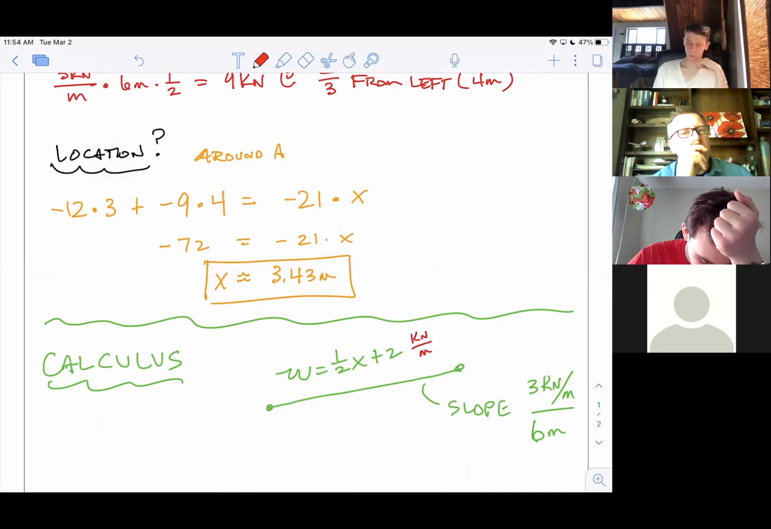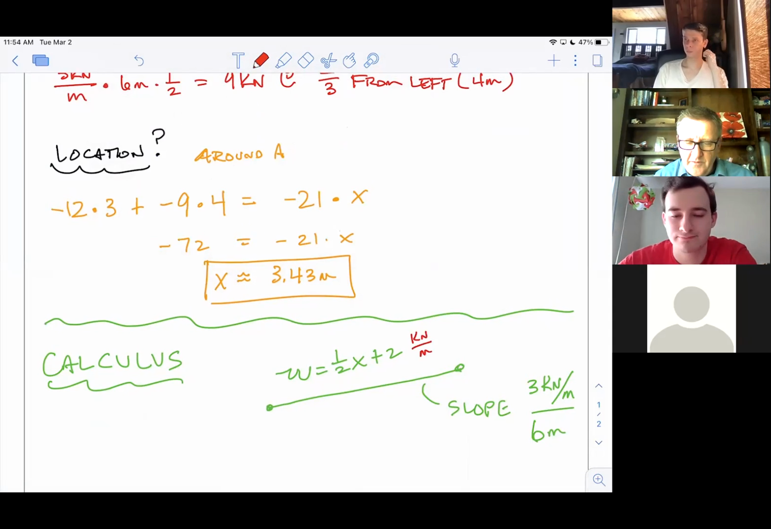Now, if you stare at this a second ago, did we not do this? Watch this carefully. A second ago, didn't we take the forces up here times the distances?